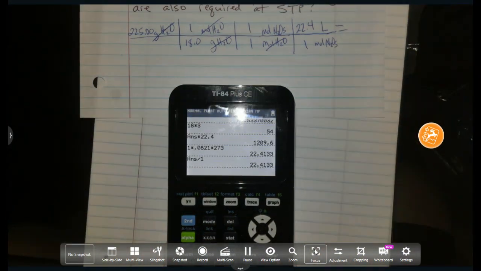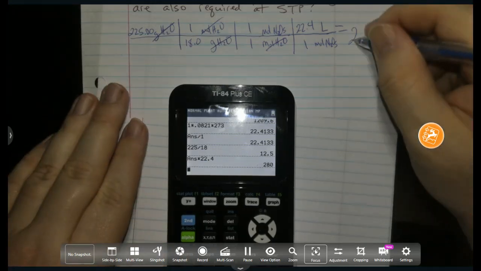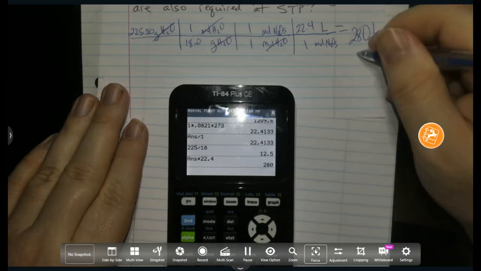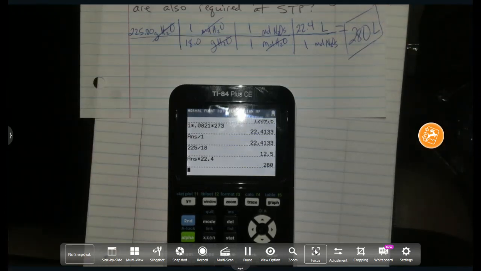All right, so 225 divided by 18. The stoichiometry step is useless, it's just 1. So let's go right to 22.4. And that tells me 280 liters. Sig figs aren't exactly right on that one, but it worked out right on the money, so why mess with a good thing? All right, so that's using molar volume as a polish step.